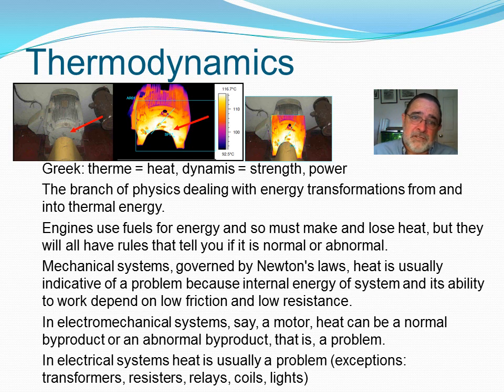A light, of course, gets the energy excited enough to be able to be given off as a visible light that's quite warm as far as thermodynamics is concerned. But transformers, resistors, relays, and coils always have heat, and if you're looking at, let's say, a motor controller, you're going to have some relays, resistors inside that, and heat is normal in those cases.